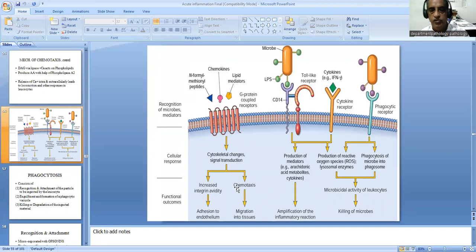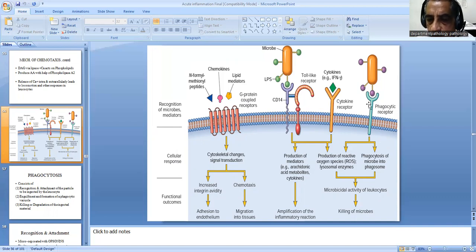So see, this is a diagram showing the important receptors here. This is the G protein coupled receptor, which we discussed. This is the toll-like receptor. This is again the cytokine receptor.